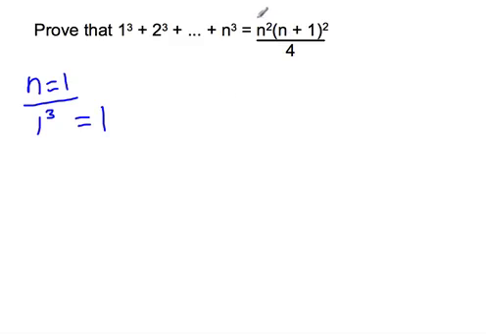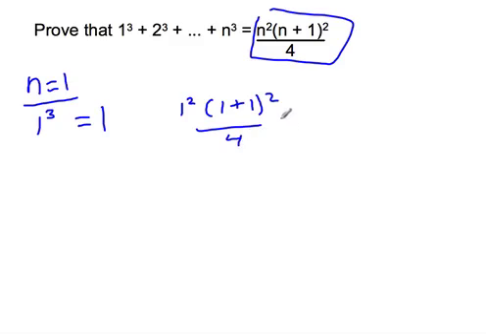And also, if we have n squared times n plus 1 squared out of 4, that's going to be, in this case, 1 squared times 1 plus 1 squared out of 4, which equals 1 times 4 out of 4, which equals 1. So it's true for n equals 1.